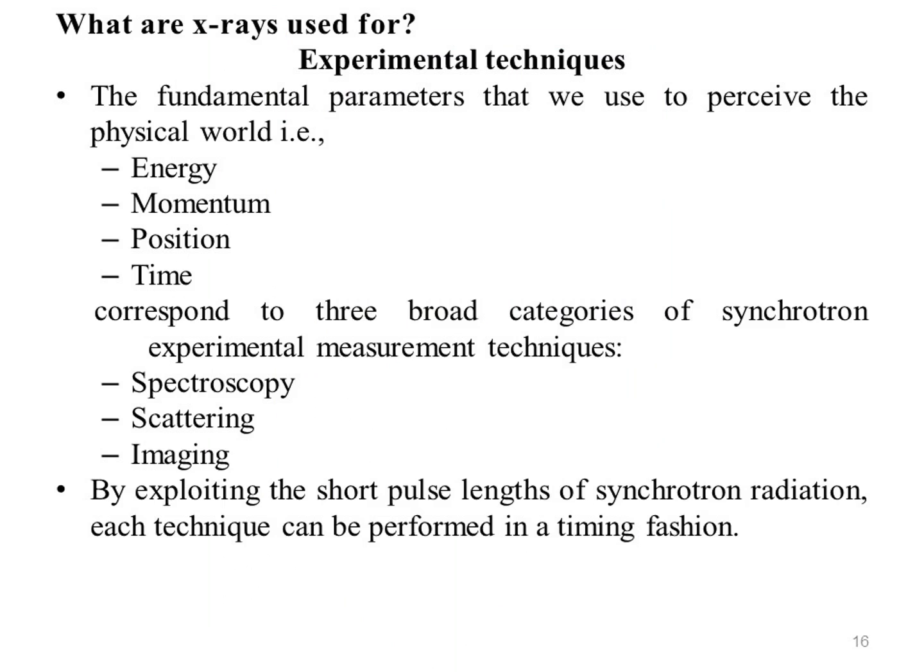What are X-rays used for? Meaning different experimental techniques. The fundamental parameters that we use to perceive the physical world, like energy, momentum, position, time, correspond to three broad categories of synchrotron experimental measurement techniques, like spectroscopy, scattering, imaging. By exploiting the short pulse length of the synchrotron radiation, each technique can be performed in a timing fashion.